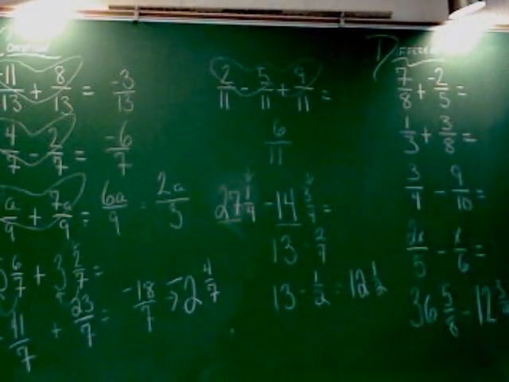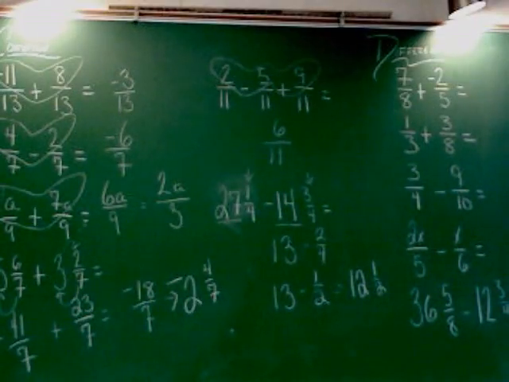We didn't have to play around with getting improper fractions because they're the same sign. If it's a different sign, you can't get away with that trick. But if they're the same, you can.